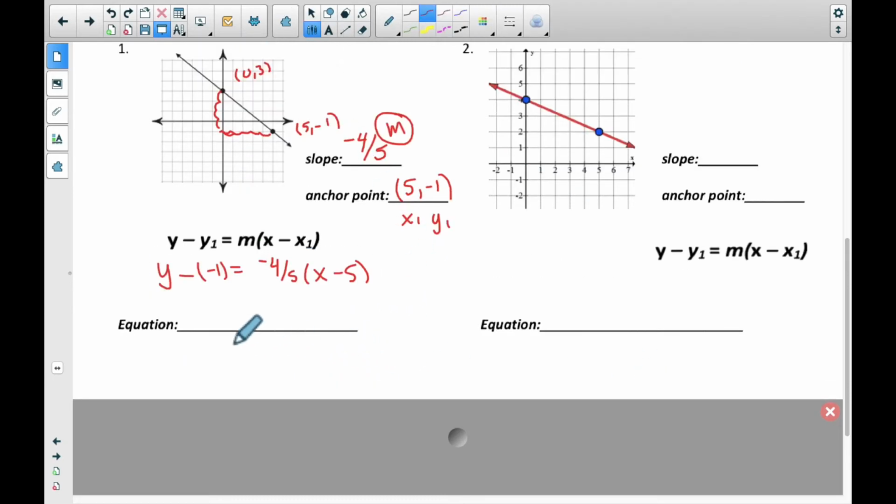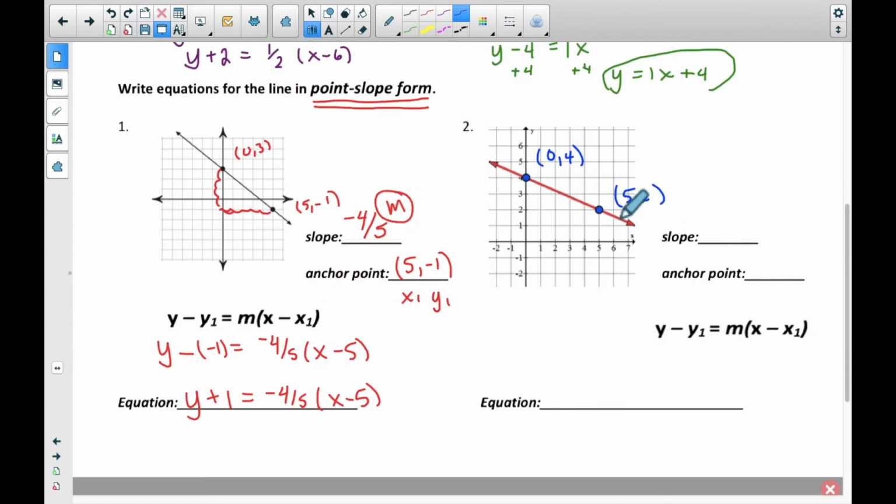And once again, kind of like before, the only thing I need to fix here is this minus negative. And you know what? I wouldn't count off if you had it minus negative, but it just is a little bit shorter and neater to say y plus. So it's y plus 1 is -4/5 x minus 5.